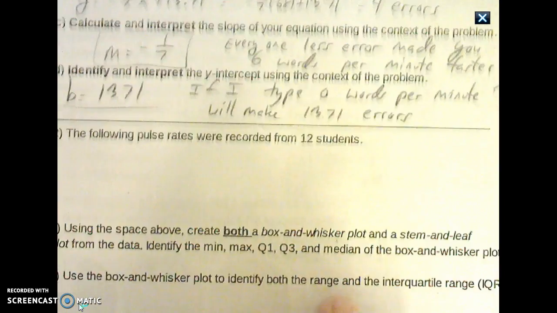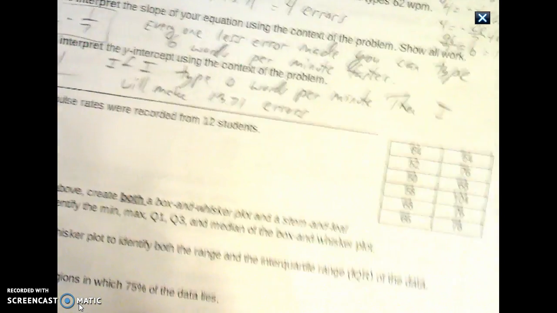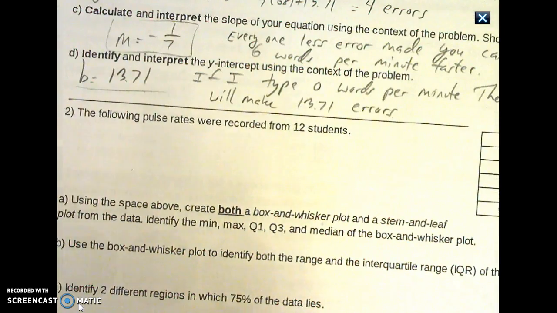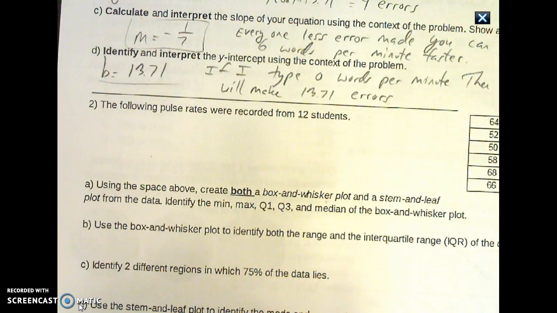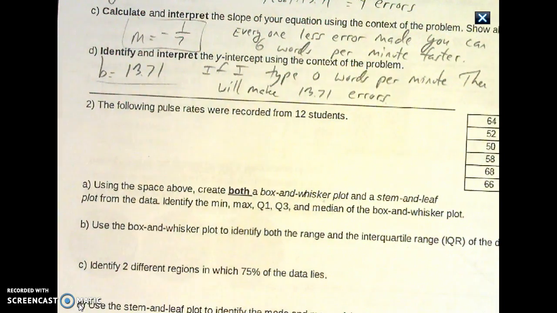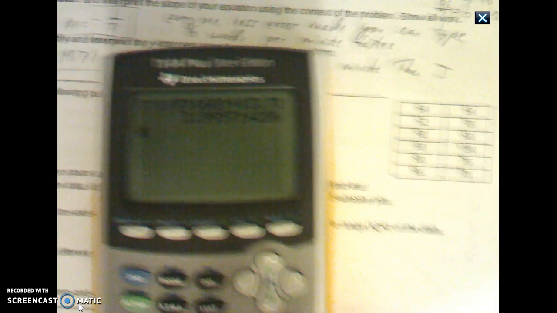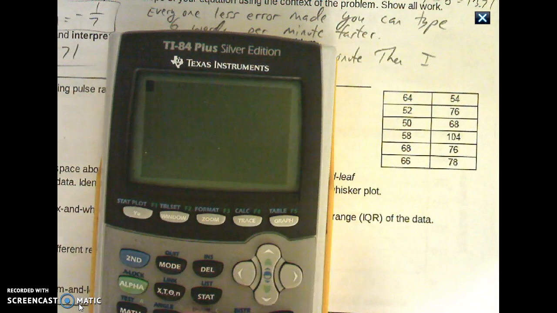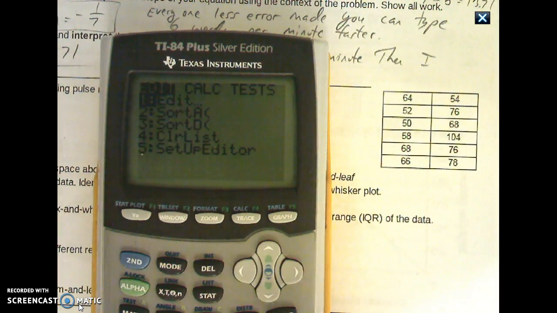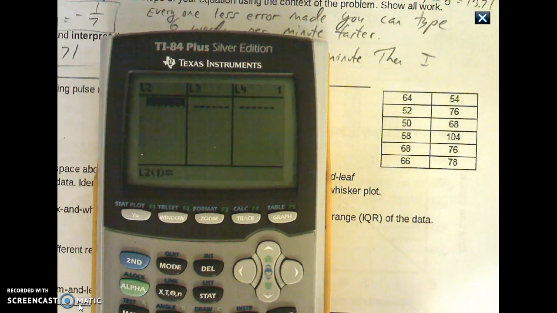The following pulse rates were recorded from 12 students. So here are my numbers. Using the space above, create both a box and whisker plot and a stem and leaf plot from the data. Include the min, the max, and so on. This gives me a good opportunity to show you guys how to use everything on the stat button. If I hit the stat button, I can go to Edit. I'm going to type in these numbers right here. 64.